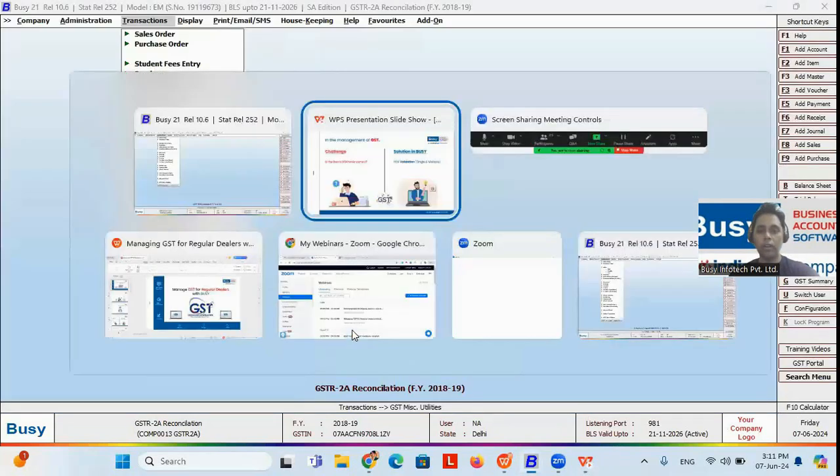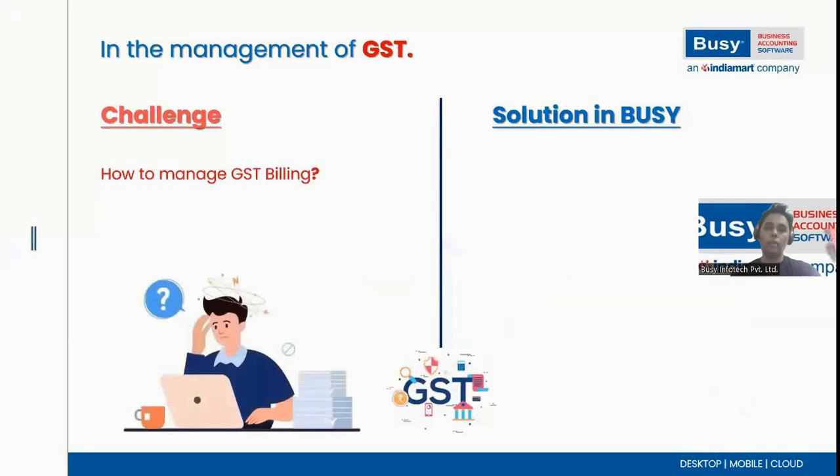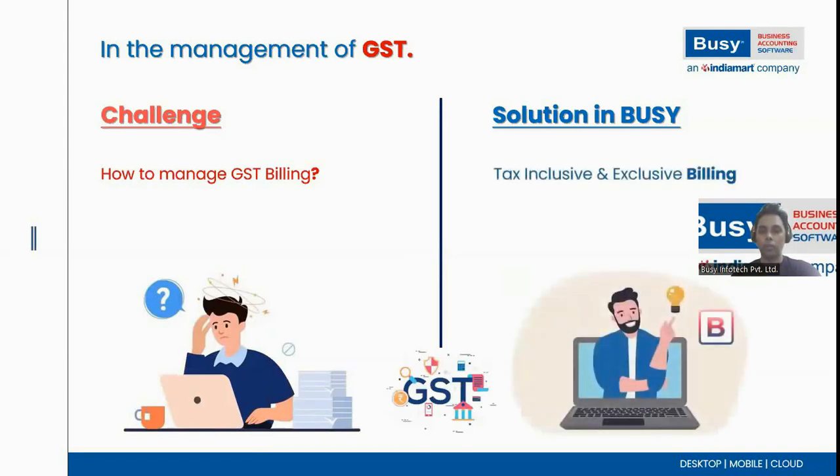Coming to the next challenge, that is how to manage GST billing. We have different types of billing structures or systems. We may have a billing system called item-wise billing, which means if you need multiple taxation in a single transaction. If you need inclusive billing, which is mostly used by the retail industry, that means tax inclusive. Or if you need tax-exclusive billing, you can do different types of billing from Busy. In Busy, we provide both inclusive and exclusive billing systems.